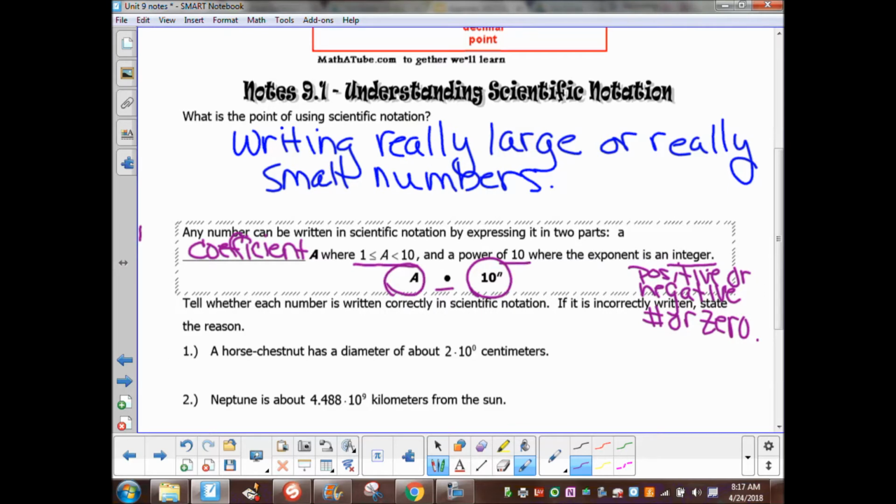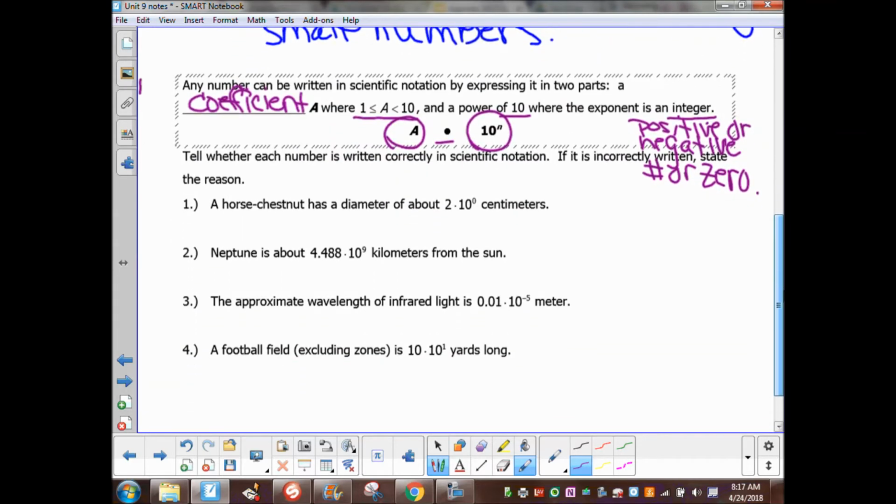Now it says, tell whether each number is written correctly in scientific notation. If it is incorrectly written, state the reason why. A horse chestnut has a diameter of about 2 times 10 to the 0 centimeters. What I'm doing right now is checking: is my coefficient, which is 2, somewhere between 1 and all the way up to, but not including, 10? Does 2 fall in that range? It does. Then you check the power of 10. The exponent 0 is an integer. So this is written correctly.